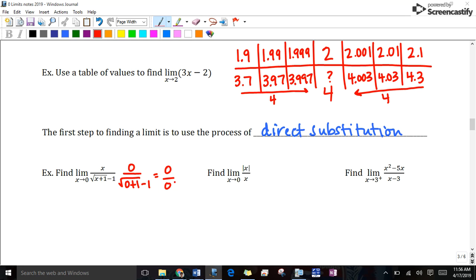Now this 0 over 0 does not mean that our limit is 0. It doesn't mean that our limit does not exist. What this is called is the indeterminate form. And this determines nothing.